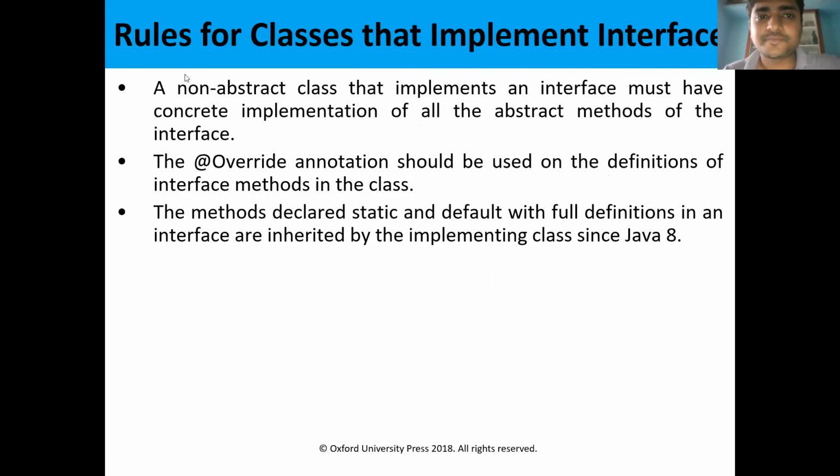The first one: a non-abstract class that implements an interface must have a concrete implementation of all the abstract methods. That means the class must have the definitions of all the abstract methods. If you have three abstract methods in the interface, the three abstract method definitions must be there in the implementing class.